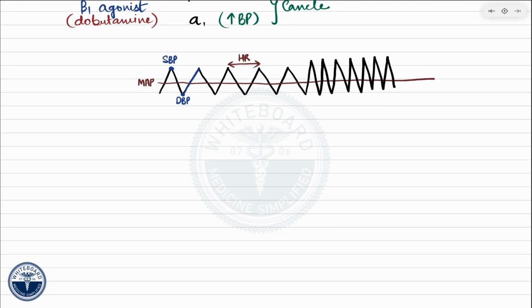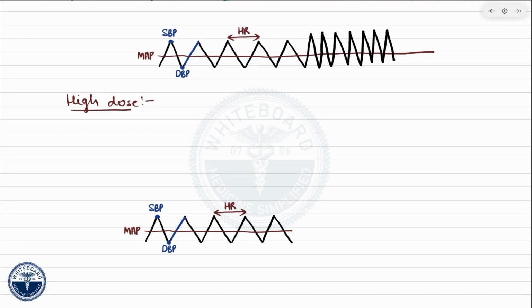Finally, let's consider high-dose epinephrine. At high concentrations, alpha 1 receptor stimulation becomes dominant.